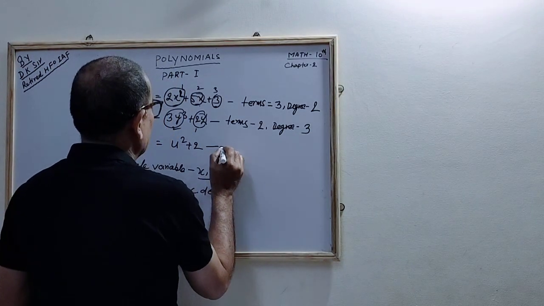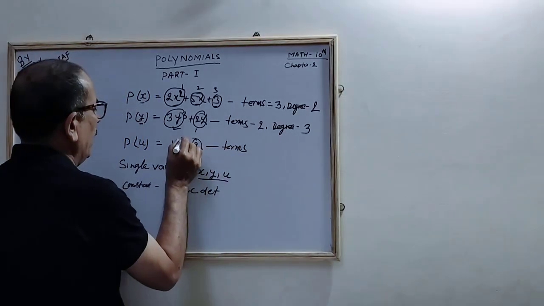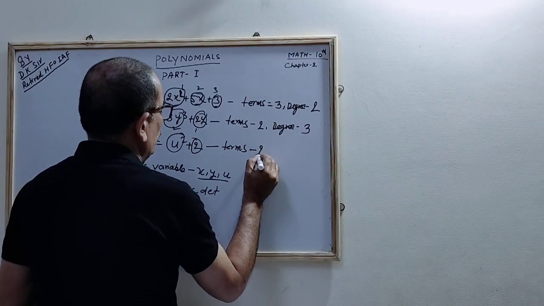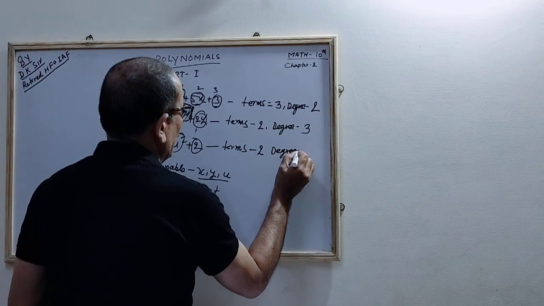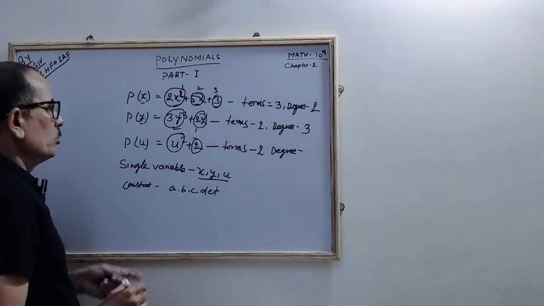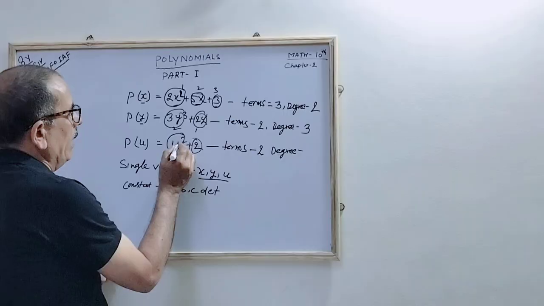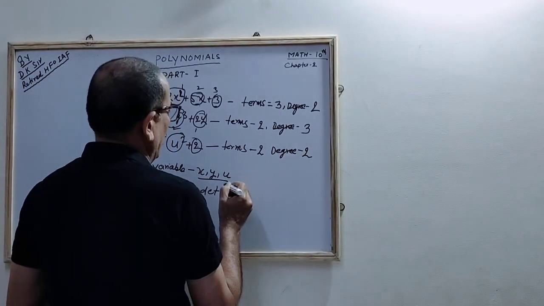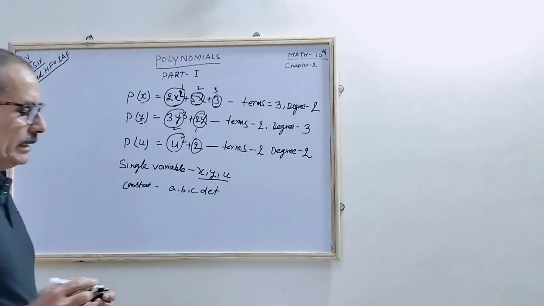In the third case, the number of terms is 1 and 2. The total terms are 2. Correct? And the degree is the maximum. The 2 is here, so we understand the 2 is also a term. Here the u square, the degree is 2. Correct? So I think we are clear about the terms and the degree.